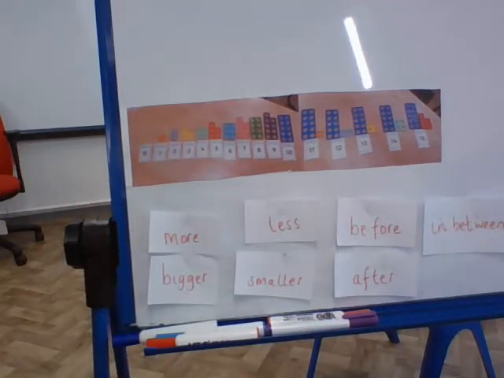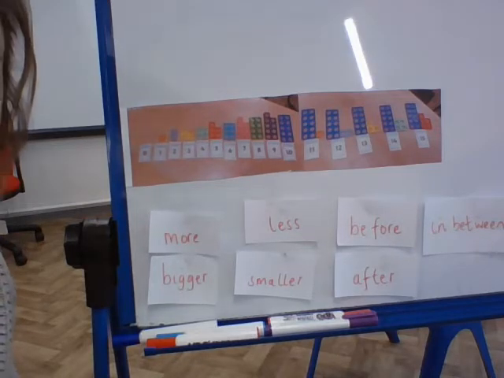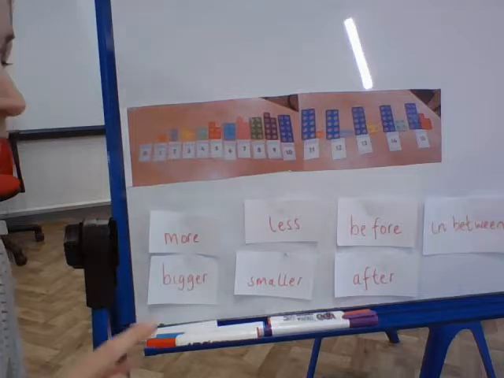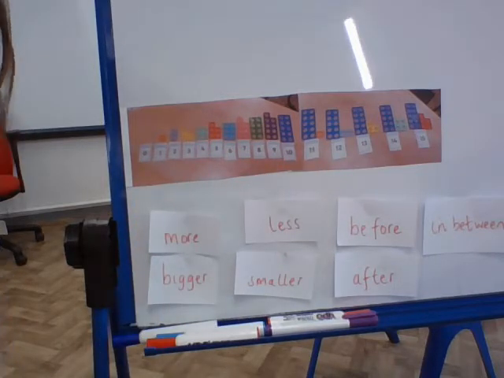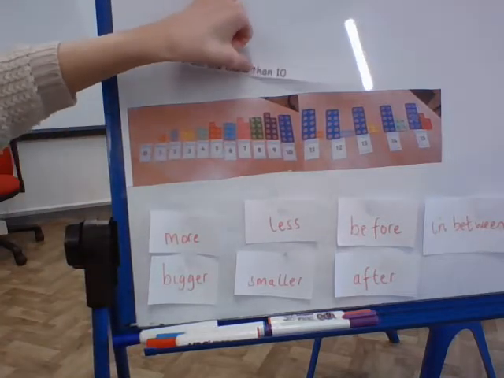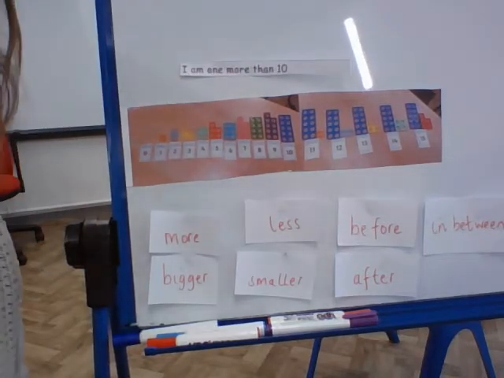Okay, so let's get started. So I'm going to do one, then I'm going to ask you to help me do one. And I'd love it if you could have your number line in front of you ready so you can join in. If not, you can use the one on the screen. Okay, so here's our first question. And I'm going to have a go at this one.